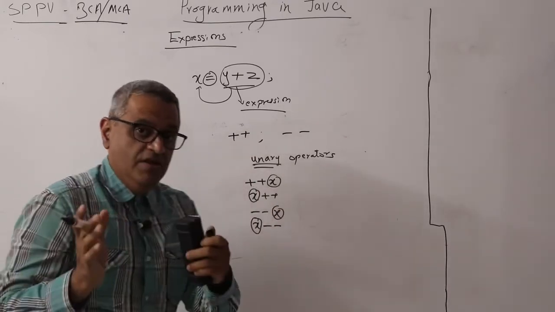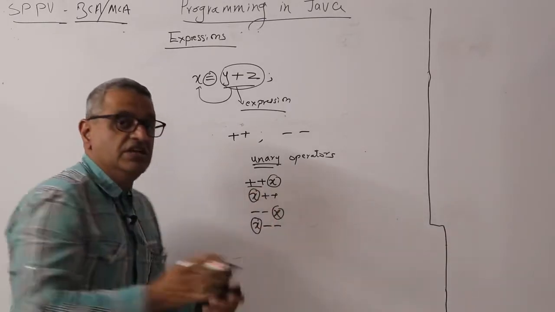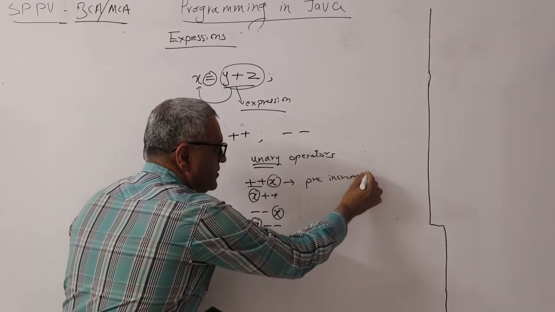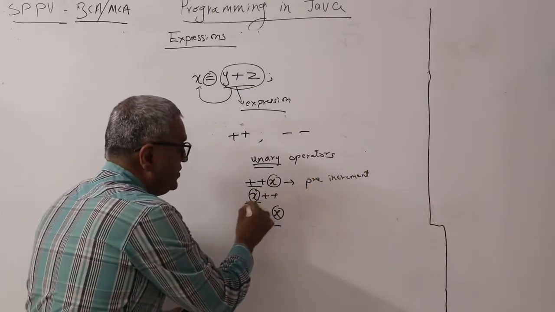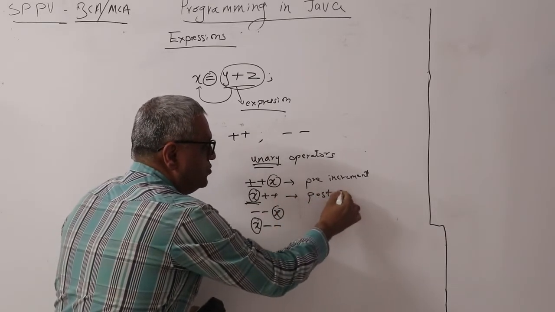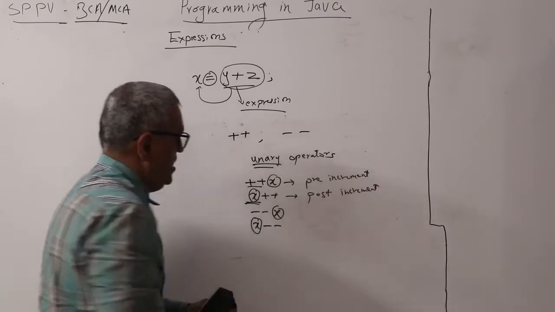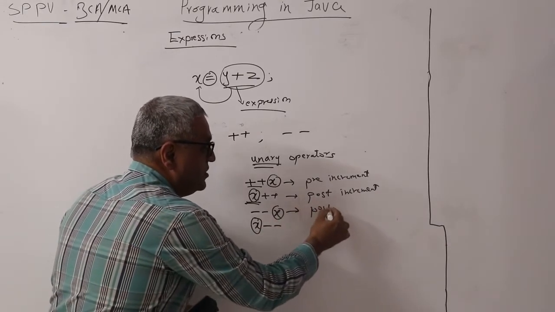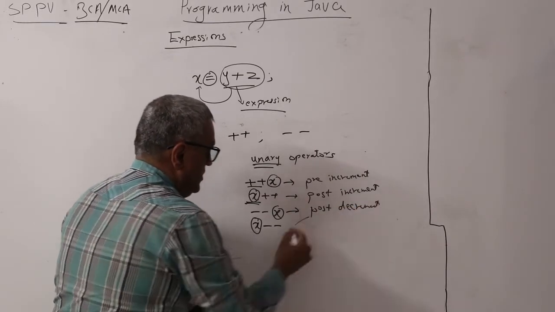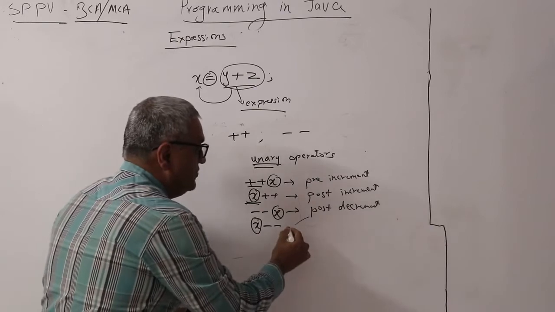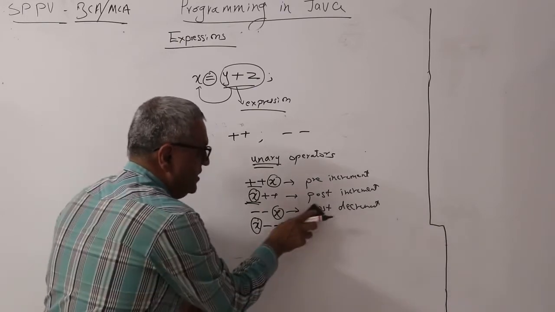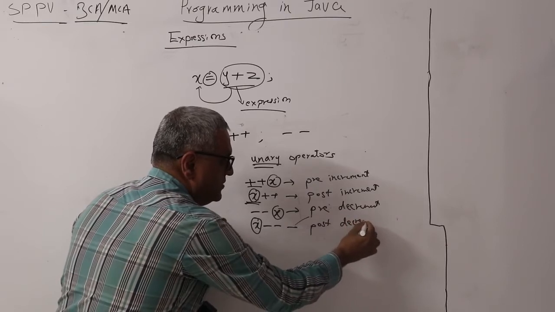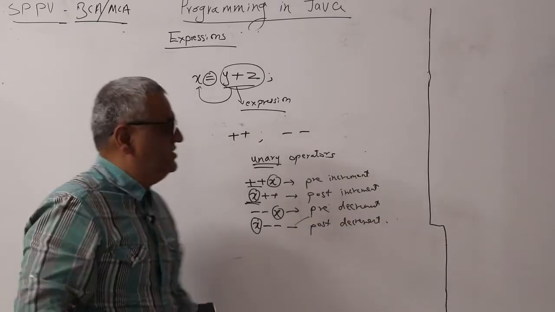Now if plus plus is before the identifier, it becomes pre-increment. If plus plus is after the identifier, it becomes post-increment. And similarly, if minus minus is before the identifier, it becomes, sorry, I made a mistake here, this is actually pre-decrement, and if minus minus is after the identifier, it becomes post-decrement.